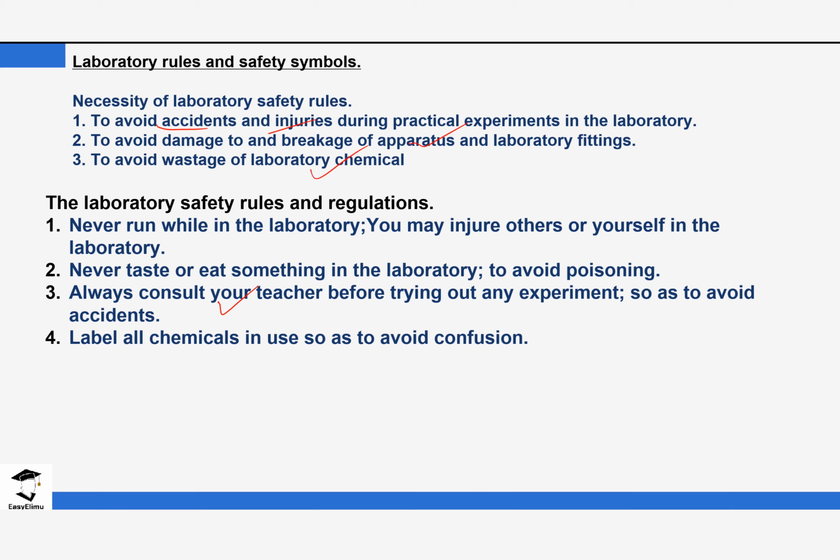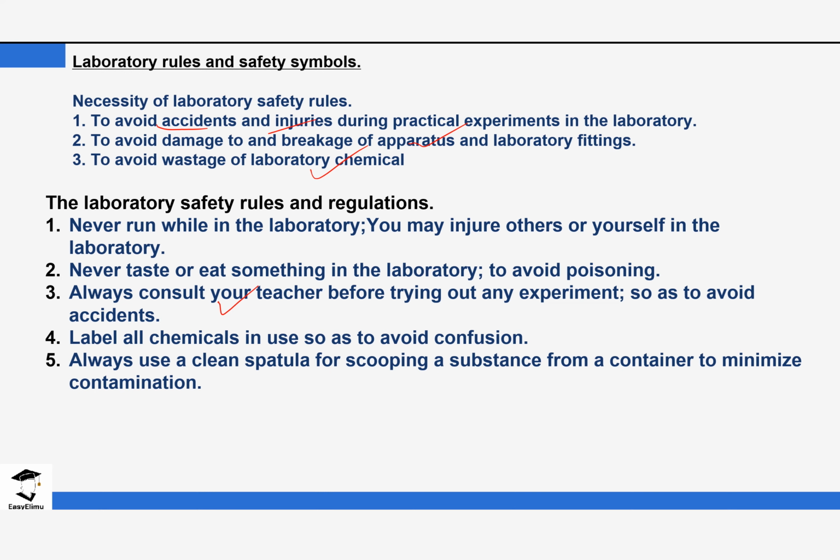Then we label all chemicals in use to avoid confusion. We are going to be using our own labels as we do some of the experiments, especially in titration, where you require the student to put on labels. Always label them. You will always be given labels in the lab. And then always use a clean spatula for scooping substances. Specifically, the spatula is used for scooping solid substances, and we do not use our hands to scoop so that we minimize contamination and also injury.